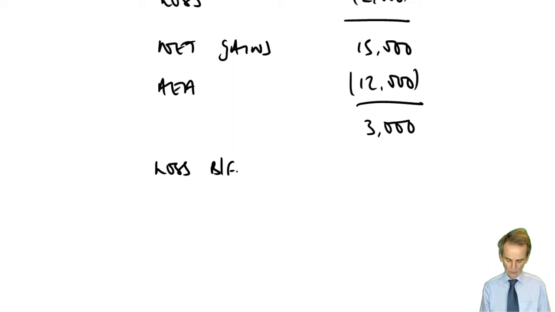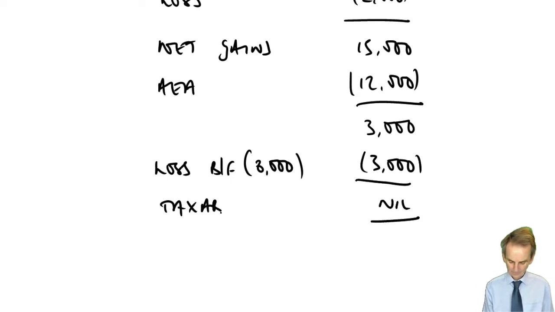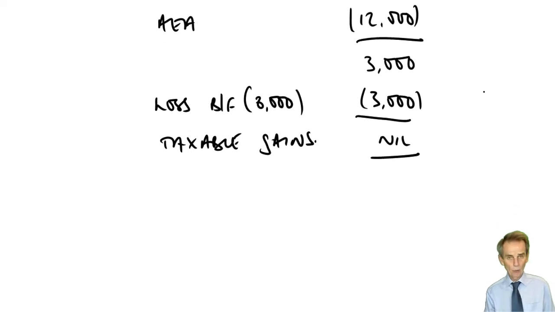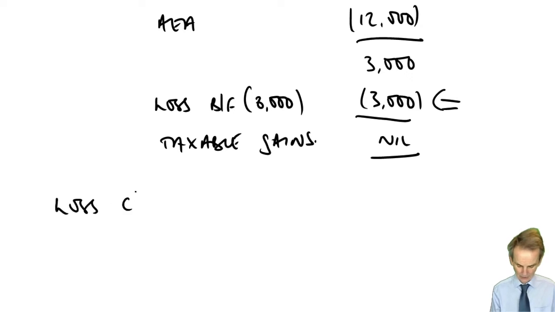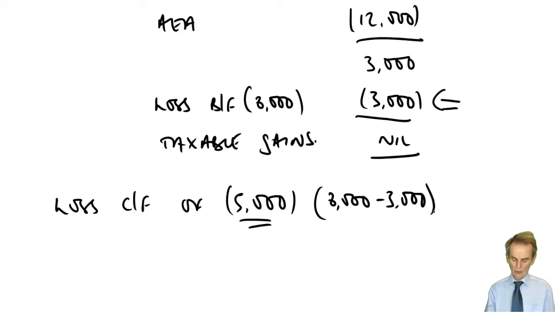Now, how much of the loss brought forward did we have? We had £8,000, and we are now using, well, look, the gains at £3,000 are less than that. We will use £3,000 to bring us to nil taxable gains. What happens to the other £5,000? Well, the loss brought forward of £8,000, we've only used £3,000, sufficient to bring down those net gains to zero taxable gains. Therefore, we'd still have losses to carry forward of £5,000, that being £8,000 minus the £3,000 we've used.